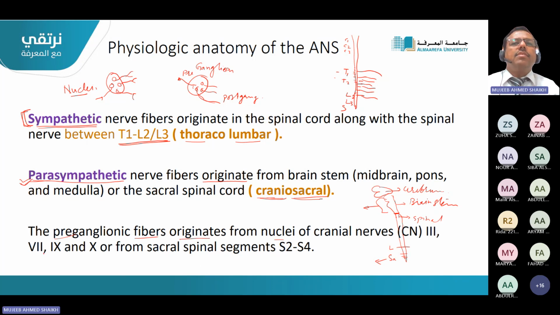What are the cranial nerves? Cranial nerve number 3. Here it is. 3, 7, 9, and 10. These are the numbers given to the cranial nerves. Can anyone tell me the name of a cranial nerve? Just give some name, not in order, maybe.